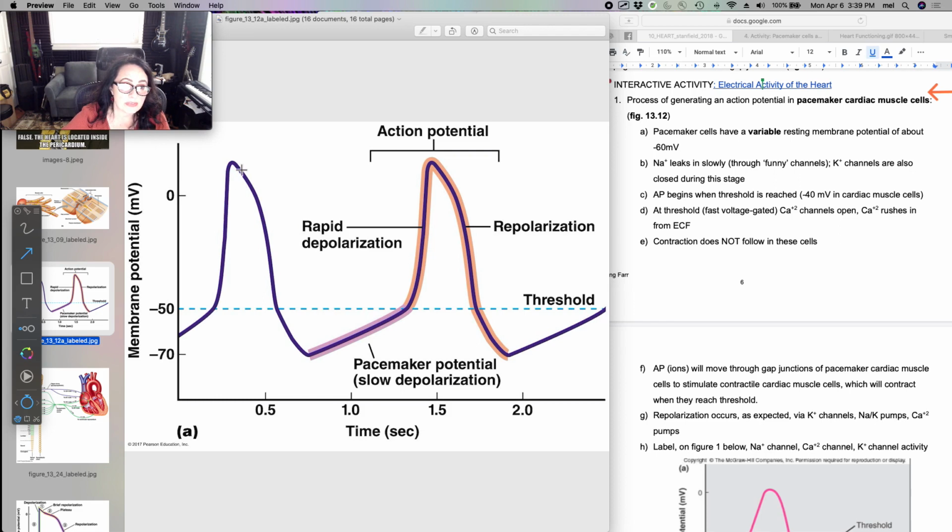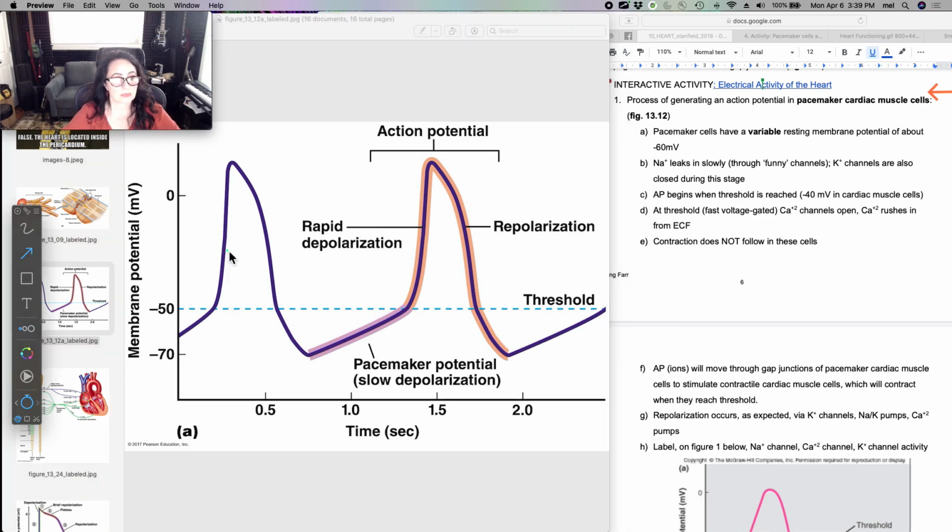This is going to open the fast voltage gated calcium channel, and this upsweep that you see right here is caused by the fast voltage gated calcium channels. Calcium is going to rush down calcium's electrochemical gradient, which will move it into the pacemaker cell, further depolarizing the pacemaker cell. Contraction does not follow in these cells, and that's really important.